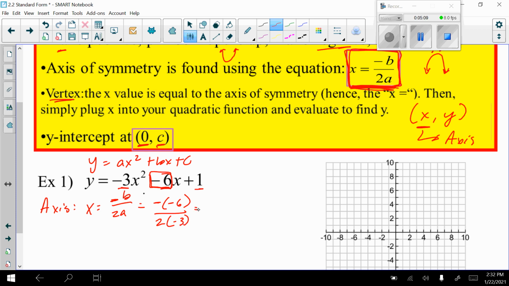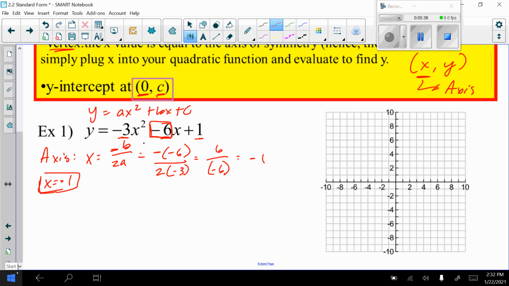So we got to just go slow if you need to. Don't lose track of your negative signs. Let's see what happens next. -6, that's +6. 2 times -3, that's -6. Okay? And 6 over -6, I can reduce that to -1. All right, so I just found out that my axis of symmetry is x equals -1. That's my axis of symmetry. That's the line that cuts the parabola in half.